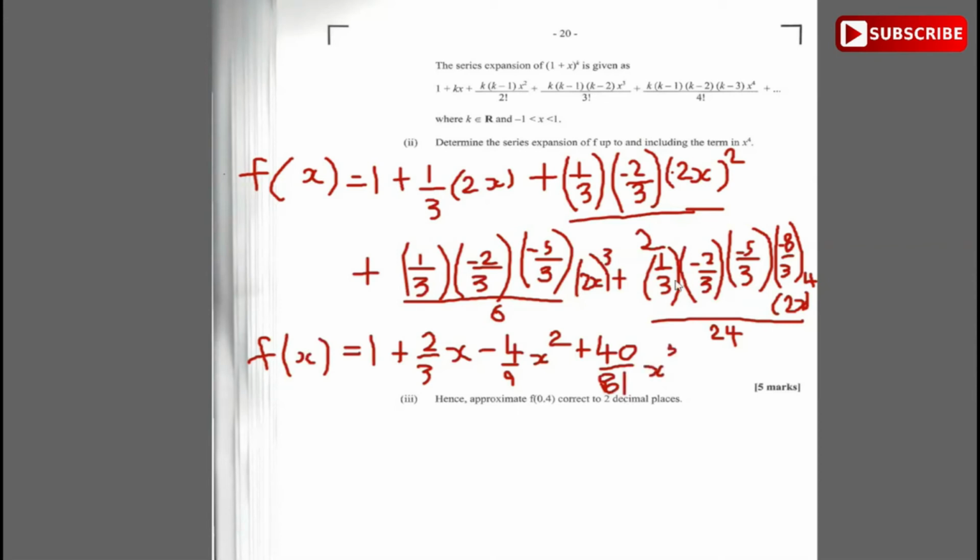Then finally we'll work out this last part now, which is 1 over 3 times minus 2 over 3 times minus 5 over 3 times minus 8 over 3 times 2 raised to the 4th power divided by 24, and that's minus 160 over 243 x to the 4. And that's the final answer.